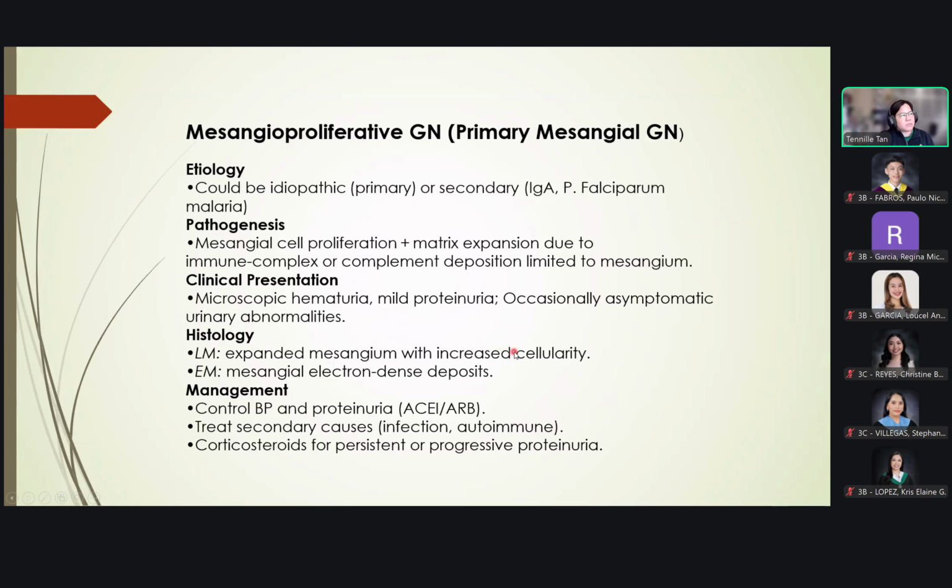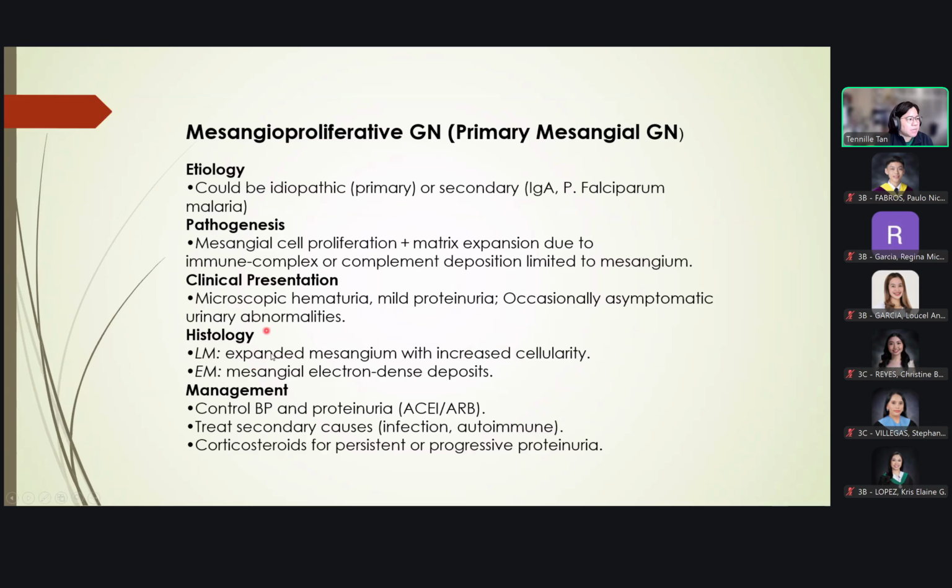Sorry, the previous slide was for membranoproliferative, this is for mesangial. So mesangial-proliferative GN, or what we call primary mesangial GN. The etiology could be idiopathic for primary or secondary, usually related to different infections like P. falciparum malaria, or it's also related to IgA nephropathy, depending on the histologic findings. For pathogenesis, there's mesangial cell proliferation plus matrix expansion due to immune complex or complement deposition limited to the mesangium. Clinical presentation is microscopic hematuria, mild proteinuria, occasionally asymptomatic urinary abnormalities.